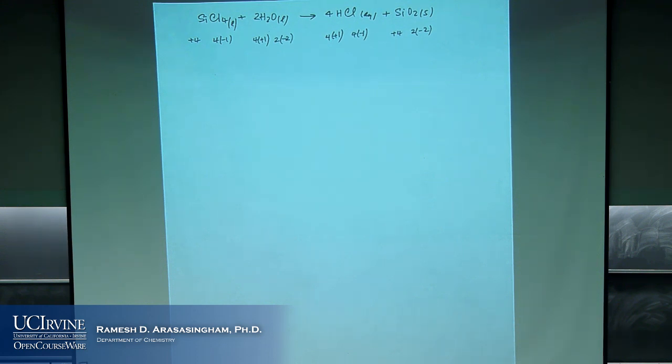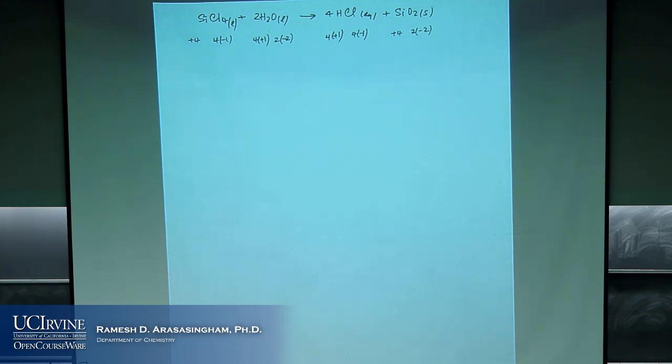Now let's turn to water. Each hydrogen is +1. On the product side, the hydrogen is +1. If I turn to oxygen, each oxygen is -2. On the product side, each oxygen is -2. So do oxidation numbers change here? No, there are no changes. So is this a redox reaction? No. Okay, there's no electron transfer.